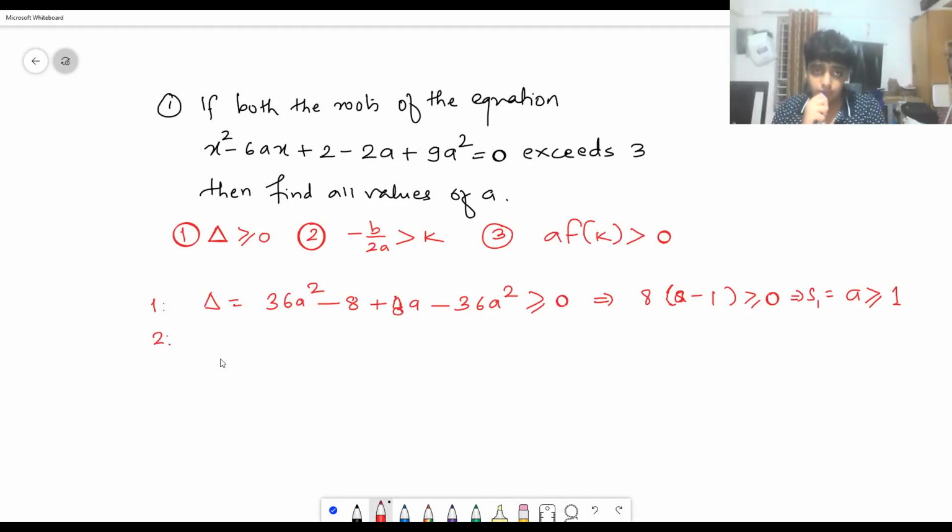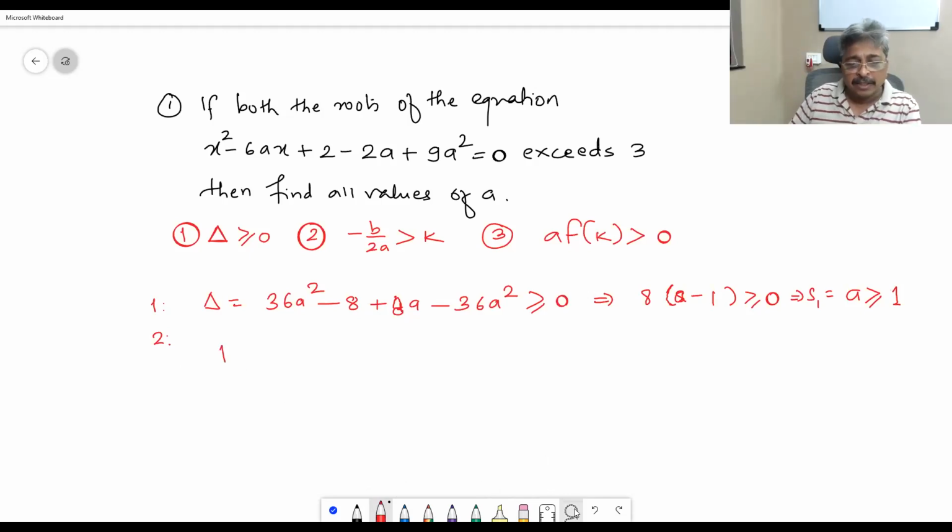Second condition: minus b by 2a. K is how much? K is 3. So 3 must be less than minus b upon 2a. What is b? B is minus 6a. So 6a upon 2. Now this a is not that a. This a is the coefficient of x squared, which is 1. This makes it a must be greater than 1. Okay, so this is greater than equal to 1. This is equal, and therefore you were reporting a must be greater than 1.